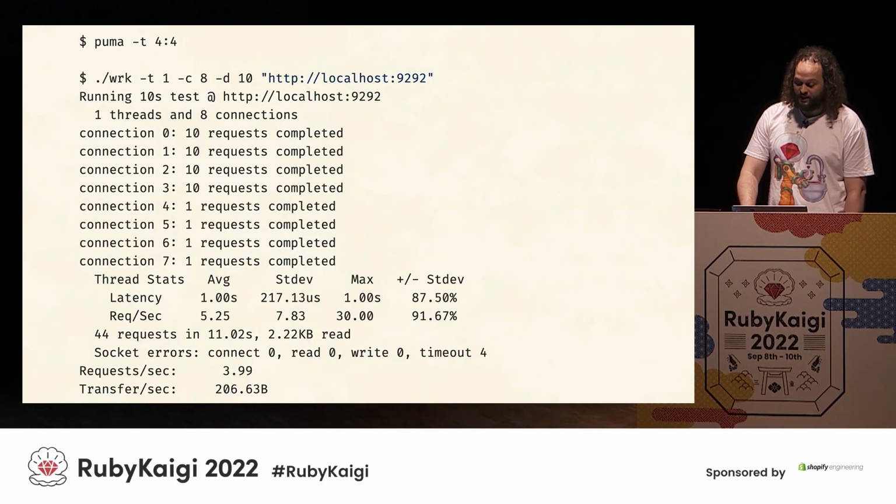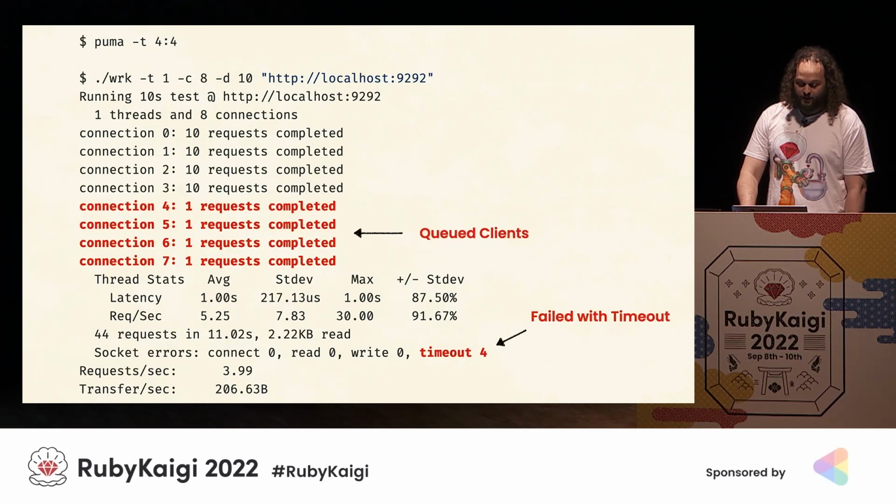Here is Puma running with 4 workers and 8 connected clients. Only the first 4 connected clients can complete any requests. The remaining 4 clients try to make a request but end up getting stuck in the queue and receive no response, eventually timing out. Falcon can help you avoid situations like this.